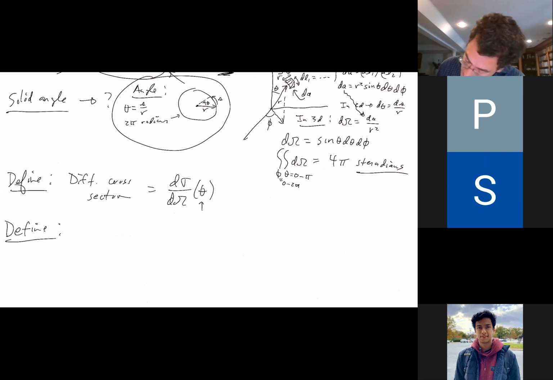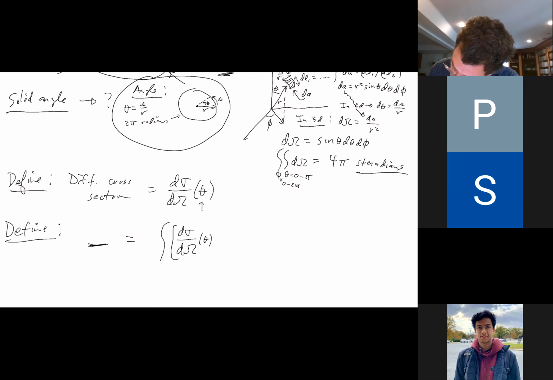and this is just a definition, something equal to the integral of dσ/dΩ. I can take this quantity, which is a function of theta, and I can integrate it over all solid angle. Meaning I can integrate it over theta and phi. And if I integrate that thing over all solid angle, what do I get?